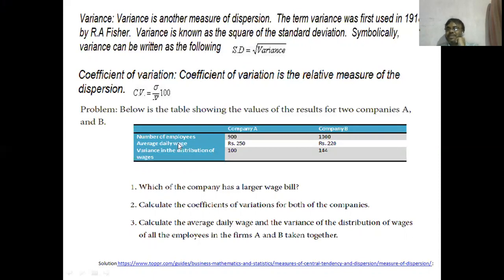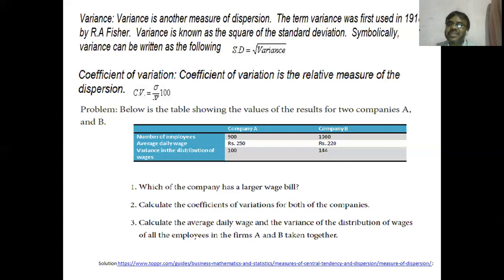One particular example is listed there. For example, the question is: the table below shows the results of two companies. The first company A has 900 employees, and the average daily wage is rupees 250 each. The variance is given as 100, which means we have to compute the standard deviation. Whereas for the second company also the parameters are given. Now the questions are: first, which of the companies has the largest wage bill? Second, calculate the coefficient of variation for both companies.